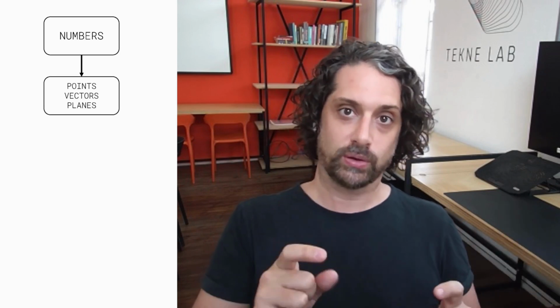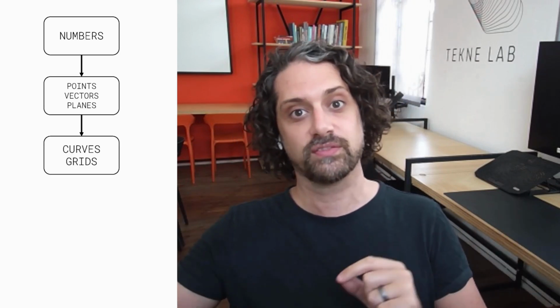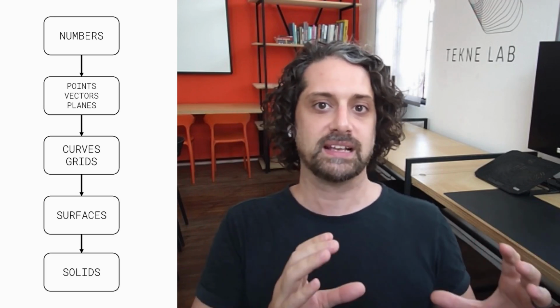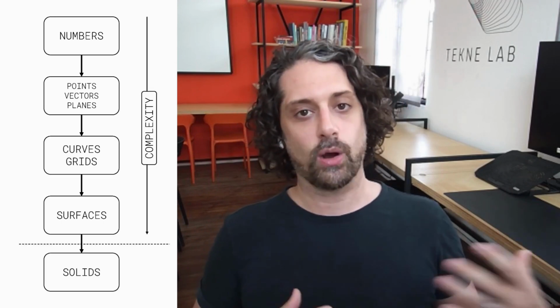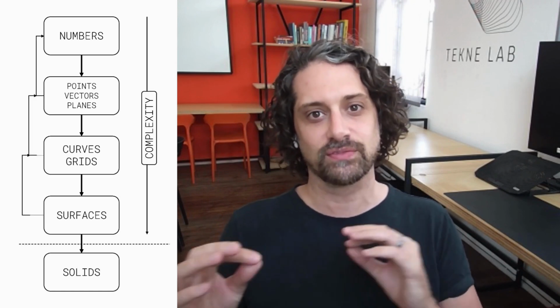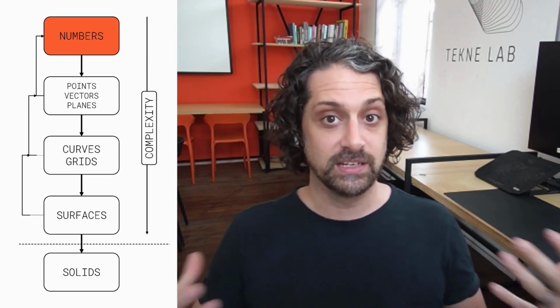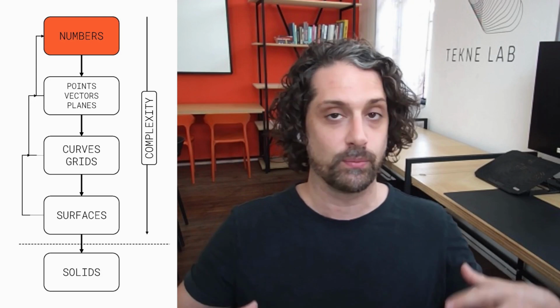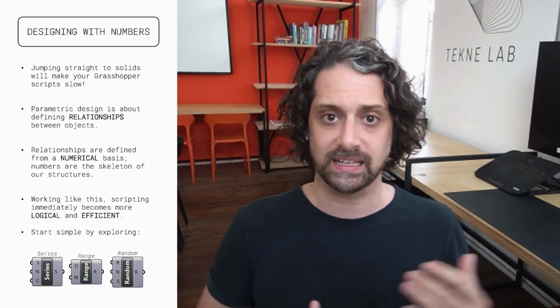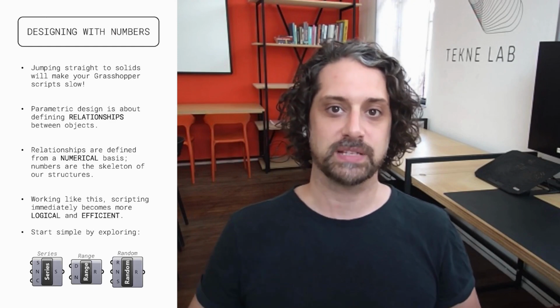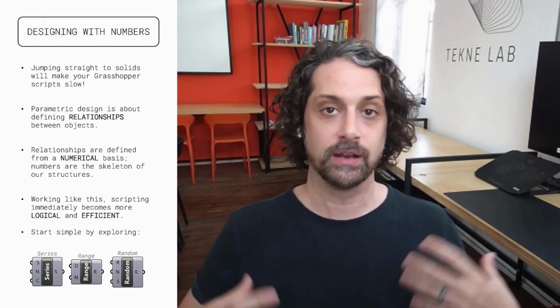Numbers and number systems are therefore the foundation of everything that we do in Grasshopper, everything. Once you start to define your scripts from a numerical basis, everything becomes a whole lot easier. Numbers define points, points define curves, curves define surfaces, and so on, building complexity like we mentioned before. You start to see objects and structures defined by patterns of relationships and numbers rather than actual geometry itself. Numbers and number systems, therefore, are the skeleton from which everything else hangs off. By working like this, and starting to think like this, your scripts immediately become more logical, cleaner, and more efficient.